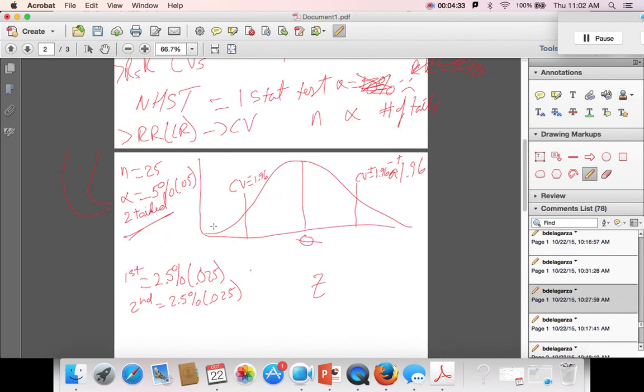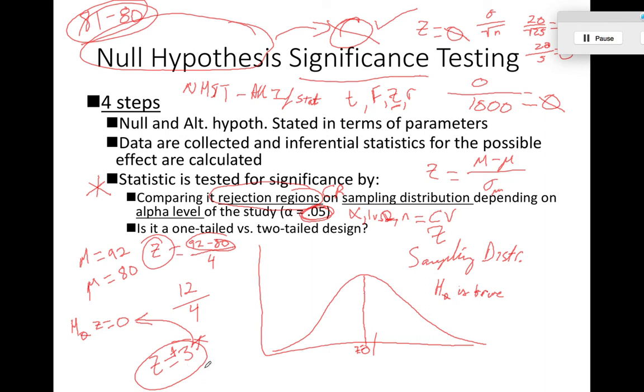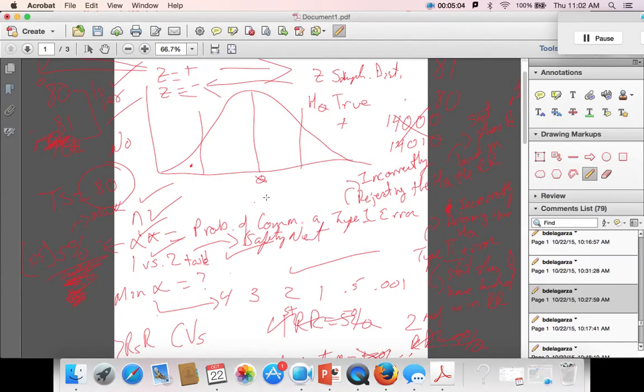When we go back to our example, remember that the z-score we calculated in our study was a +3. We're going back to what we previously talked about in our presentation. My average for my group was 92, the population average was 80, and we divided by the standard error, giving me a z-score of 3. So now I want to compare where a value of 3 lands.